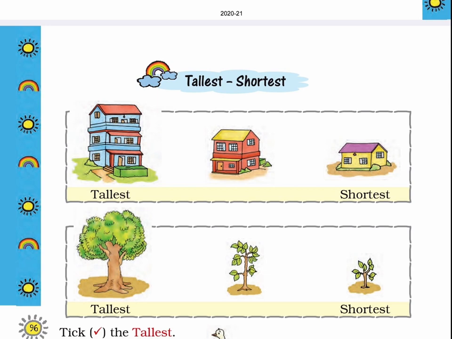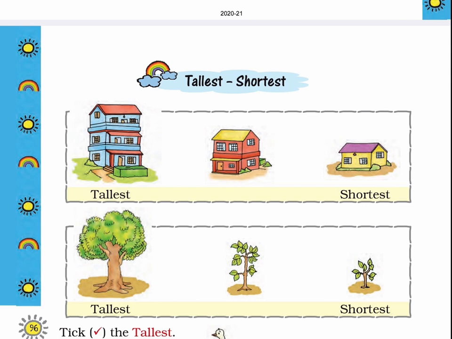Part 1. Picture shows 3 houses. House 1 has 3 floors. House 2 has 2 floors. And house 3 has 1 floor. The word tallest is written beneath house 1 and shortest is written beneath house 3.